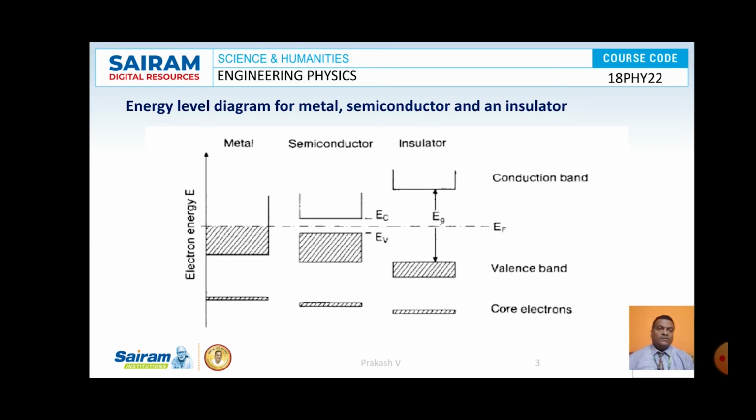Now another class of material is insulator. Insulators have a large energy gap. The energy gap is very large between valence band and conduction band. So here no electrons are available in conduction band at any temperature. All the electrons are present in valence band only. Even if you raise the temperature or apply a large potential difference, the electrons cannot reach the conduction band. Therefore, at any temperature, insulators will not conduct electricity. That's the reason. So this is about the energy level diagram in case of metals, semiconductors, and insulators.